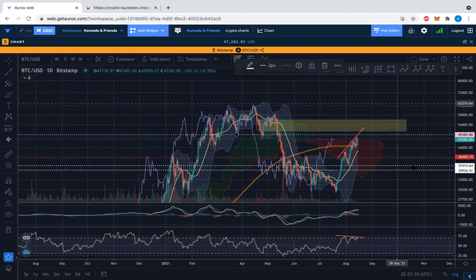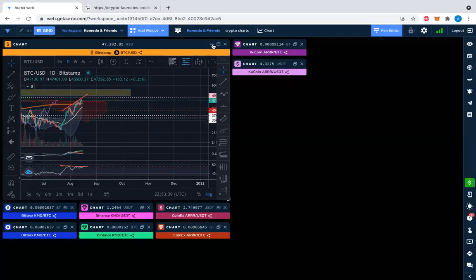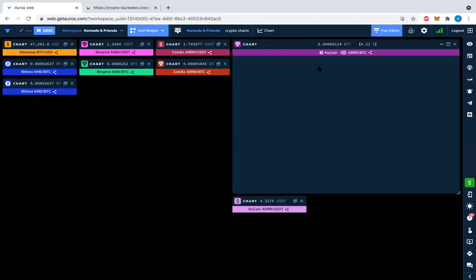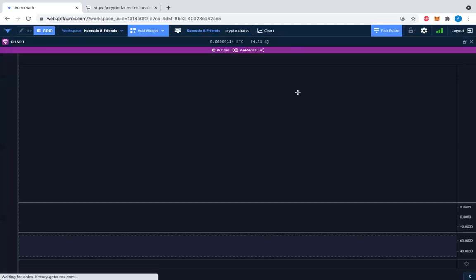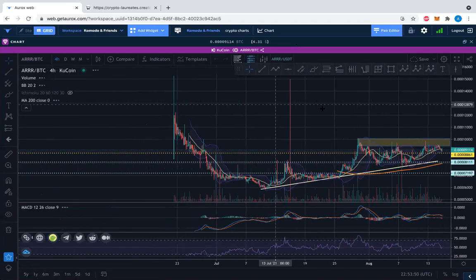And speaking of which, the next thing will be, I see it right in front of me, Pirate Chain. We're using the KuCoin exchange here. I'm using the Aurox terminal. It's doing really well for me.